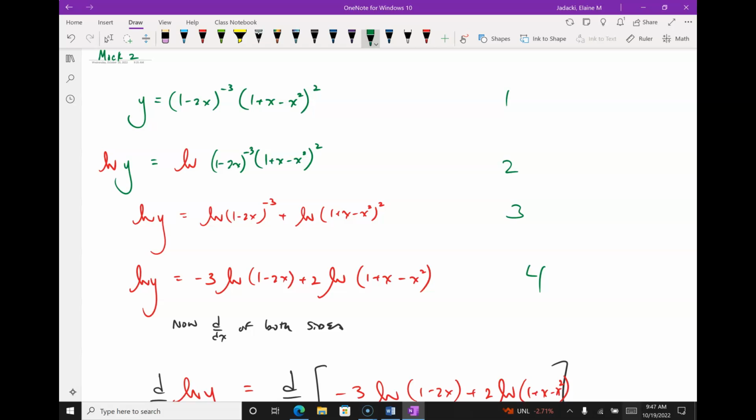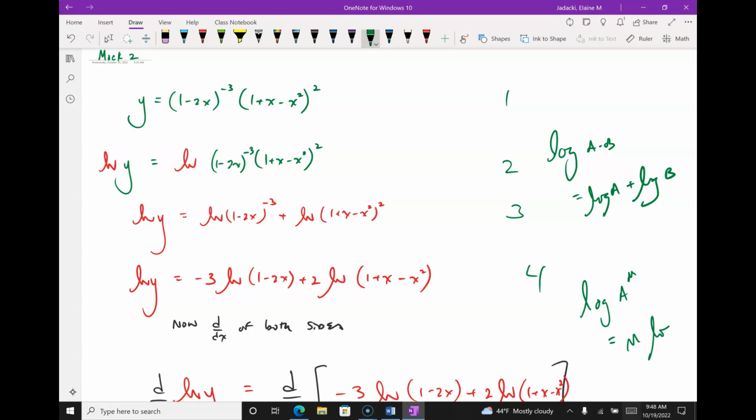Question? Yes, exactly. We learned that the log of a times b is log of a plus log of b. So that's from pre-cal. And it's hard to remember it all, but you've got a formula sheet. Yeah, so the power, log of a to the m is m times log of a. Is that what you're saying to me?